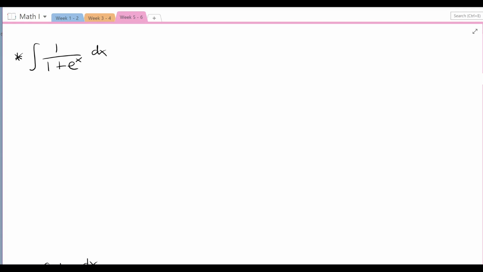Okay, let's do a couple more examples of u substitution for solving integration. In this case we have the integral of 1 over 1 plus e to the x dx, and if we try to let u equal 1 plus e to the x directly, it's going to be a problem because the derivative of that is e to the power of x, so it's not one of the terms in the equation.